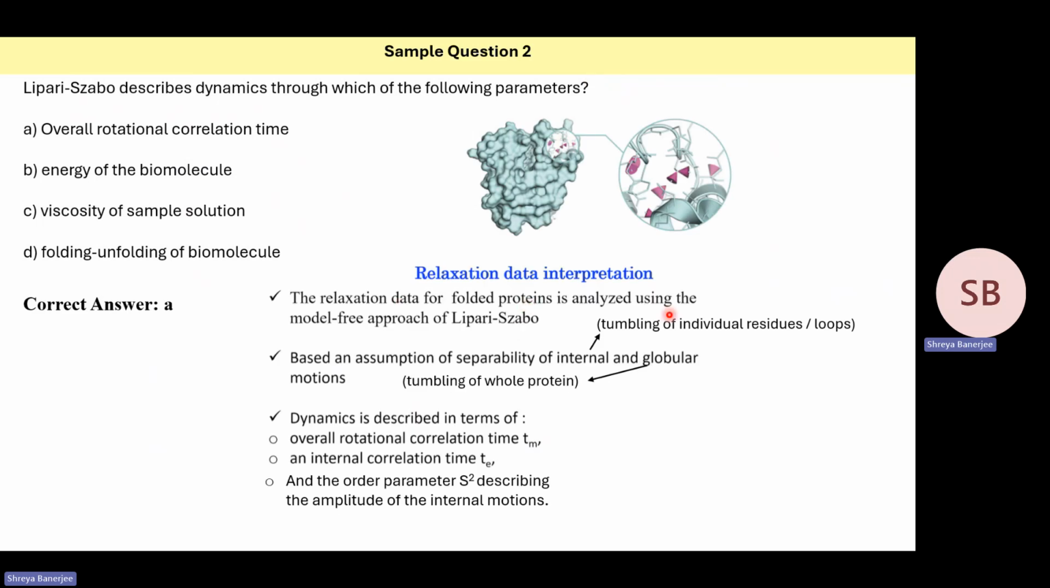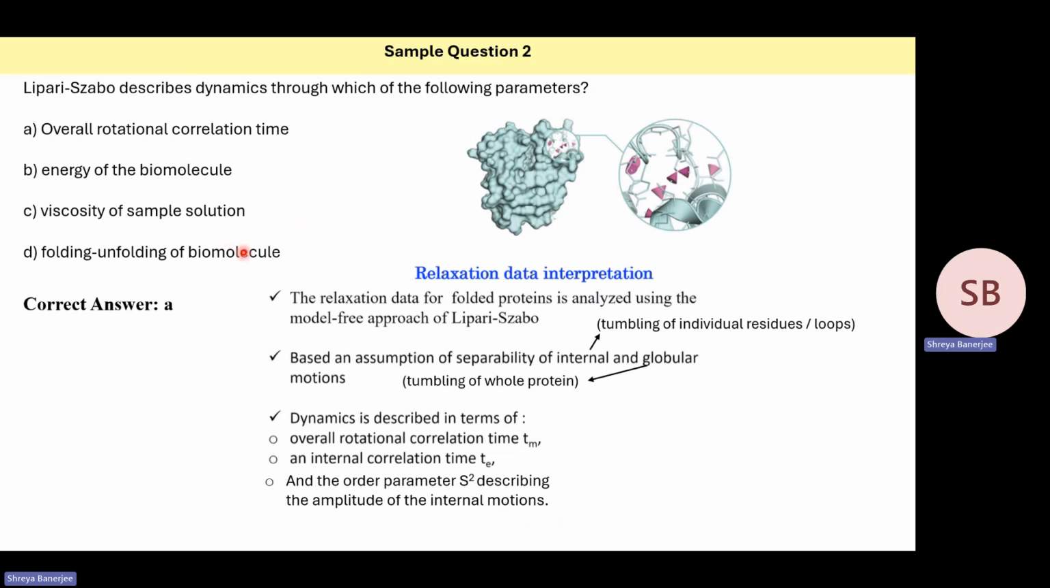So if you remember Lipari-Szabo, the basic assumption of Lipari-Szabo is that you can separate the internal motion, that is the tumbling of the individual residue and loop, and the globular motion, that is the tumbling of the whole protein. So the dynamics in Lipari-Szabo is described in terms of three things: an overall rotational correlation time, tau m, that describes the globular motion of the whole protein; an internal correlation time, tau e, that describes the tumbling of the individual residues; and an order parameter S squared describing the amplitude of the internal motion.